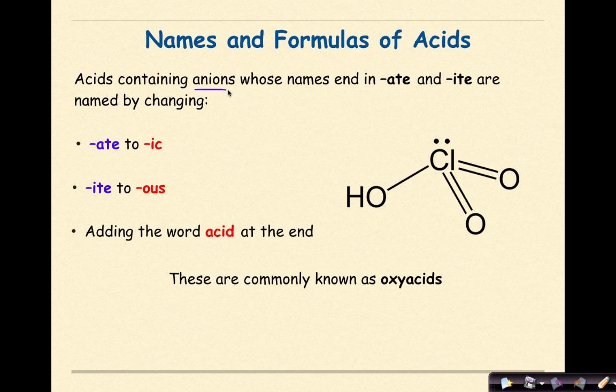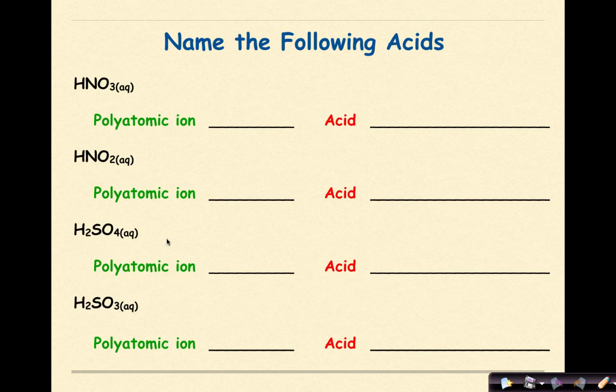Acids containing anions whose names end in ATE or ITE are named by changing ate to ic, ite to ous, and adding the word acid at the end. These are commonly known as oxyacids because they have oxygens in their compounds. So let's look at some examples here. HNO3, you should be familiar with this acid already. The polyatomic ion here is the nitrate ion, that is the NO3 minus 1, and the acid here, because we are ending it in ate, will turn into ic, ate to ic, so nitric acid.